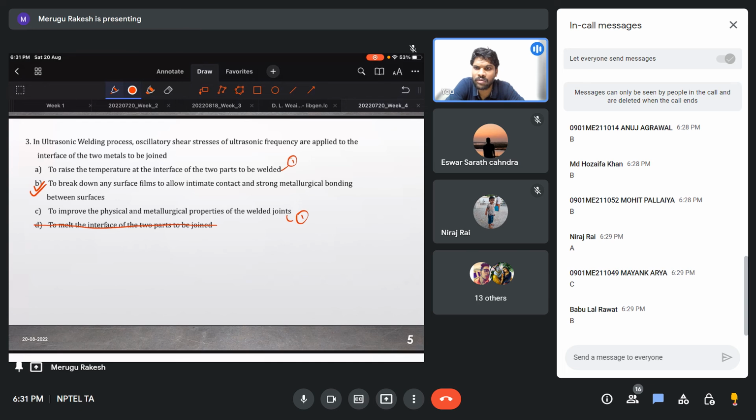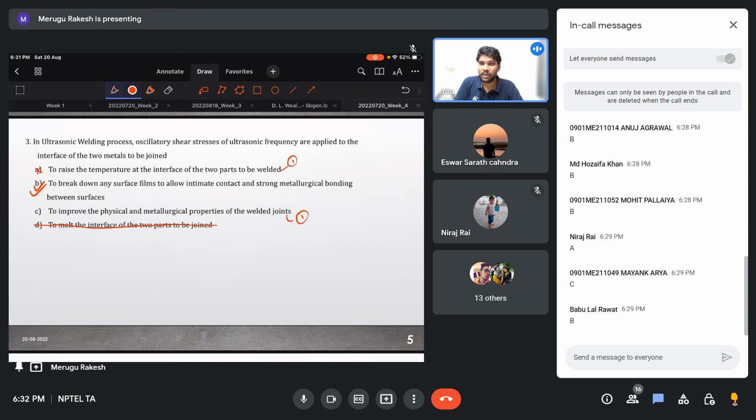To some extent option A is also correct, but it is not the most appropriate. It is true that if you apply any ultrasonic pressure, we are increasing the temperature, but that is not the goal. I am using the ultrasonic process to join the two surfaces. So I can neglect option A if I read the other options.